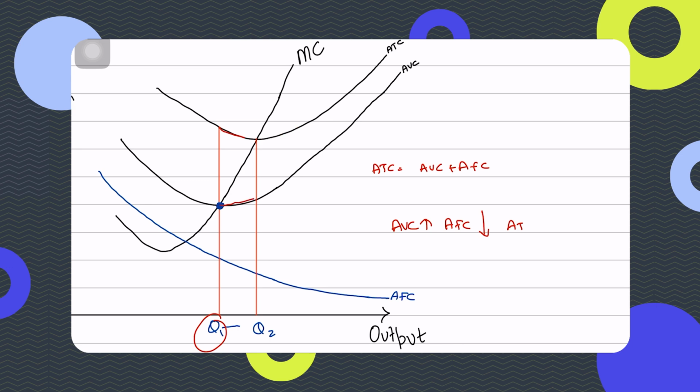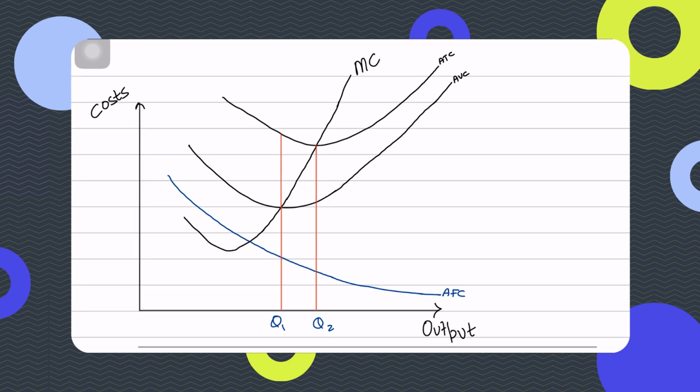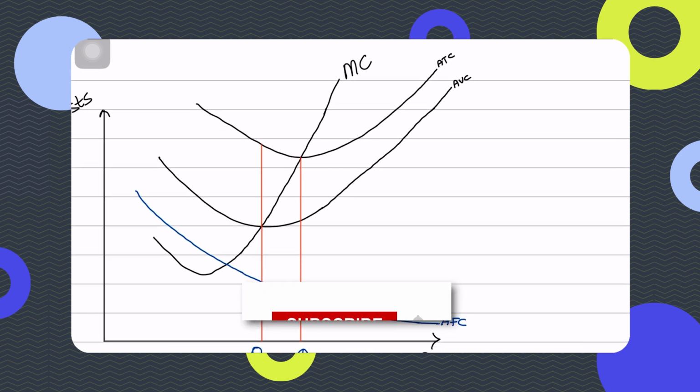So you need to make sure that when you're drawing these curves in the exam, you're intersecting the marginal cost curve at the lowest point of the average variable cost curve, at its minimum point, and at the minimum point of the ATC curve, but it intersects the AVC curve at a slightly lower output than the ATC.